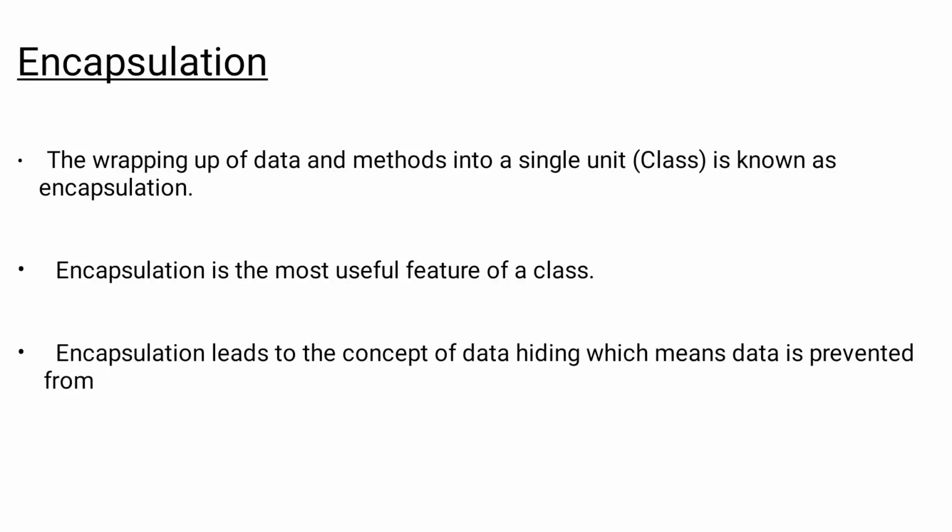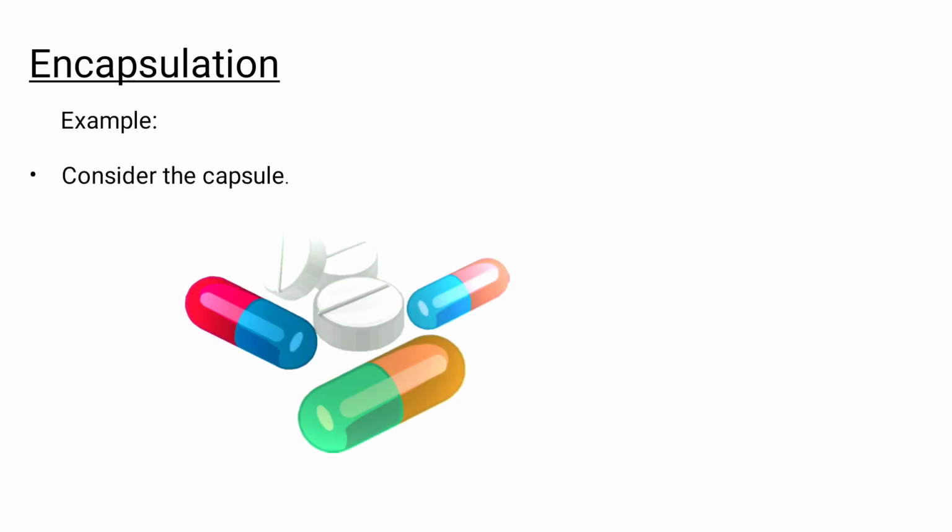Encapsulation. The wrapping up of data and methods into a single unit is called encapsulation. Encapsulation is the most useful feature of a class. It hides the data. The members and methods can be prevented from external access. Encapsulation leads to the concept of data hiding, which means data is prevented from external access.